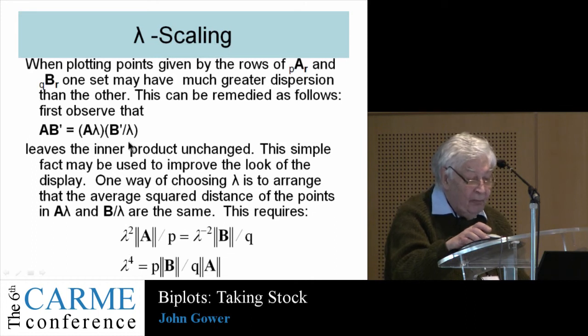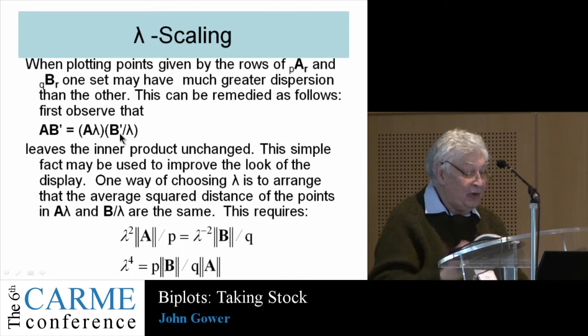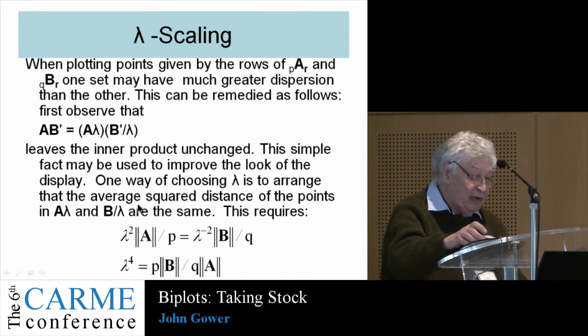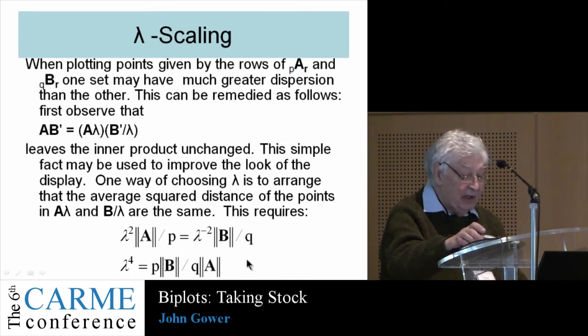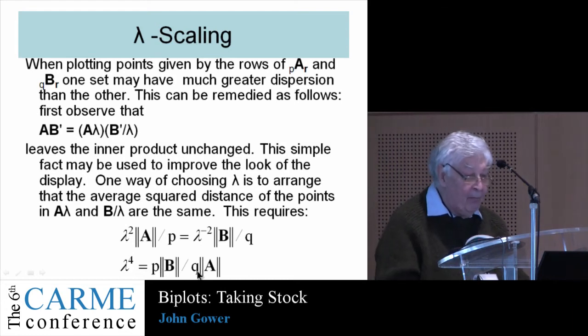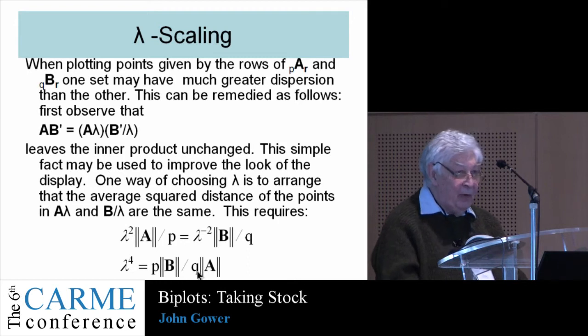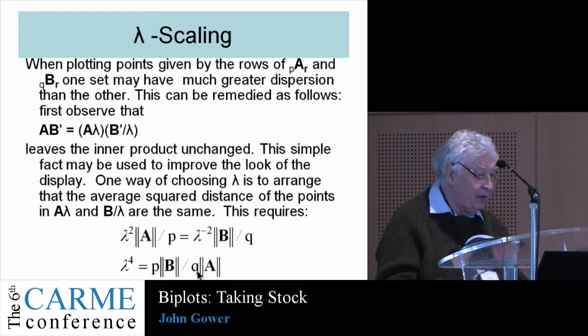And you can even be a little cleverer and say if you want the dispersion of the two sets of points to be roughly the same, you might choose lambda to satisfy this. It says the average value for the row points is the same as the average value of the column points after scaling, which tells you that lambda is determined that way. P and Q are the number of rows and columns. So that's another form of scaling you can use without doing any violence to your data at all. It's just presentation, nothing else.